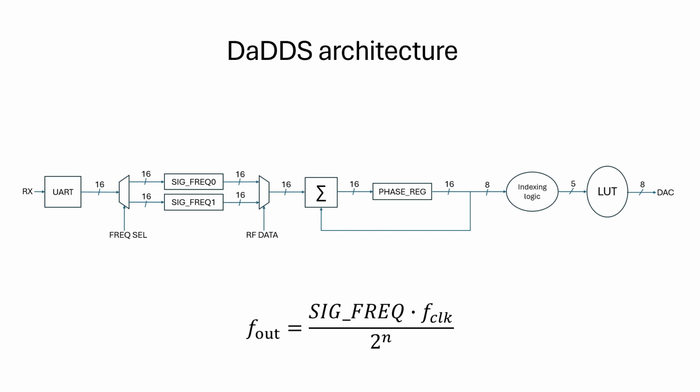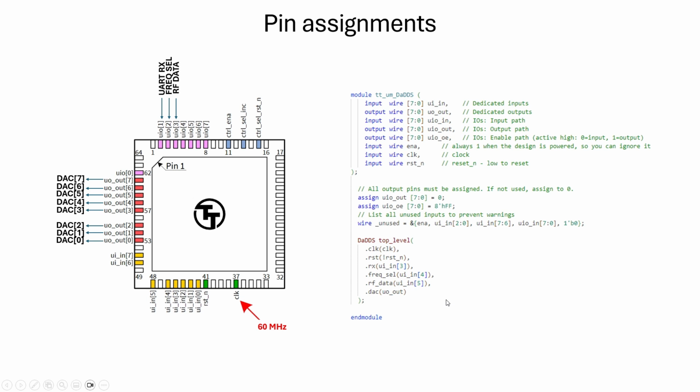This is the final architecture of the device. It's an expansion of the standard DDS architecture with two programmable frequency control registers, which makes it possible to use the device as an FM or OOK transmitter. I also included a UART module for interactions with microprocessors. Here we can see how the pins of my device map to the pins of the Tiny Tapeout chip.